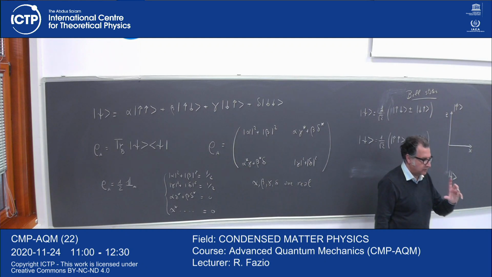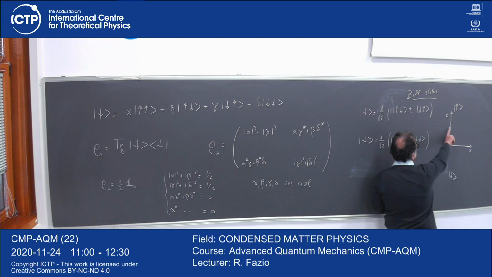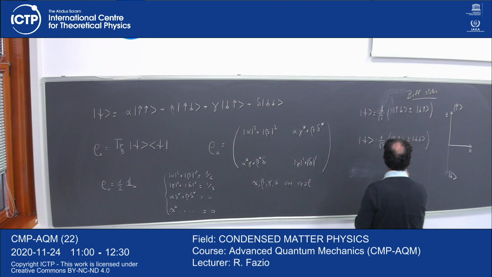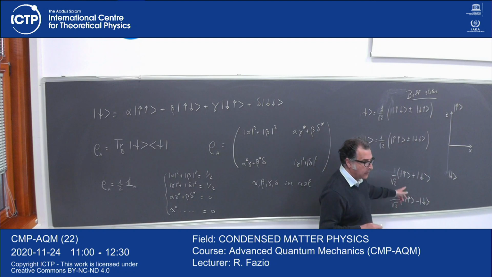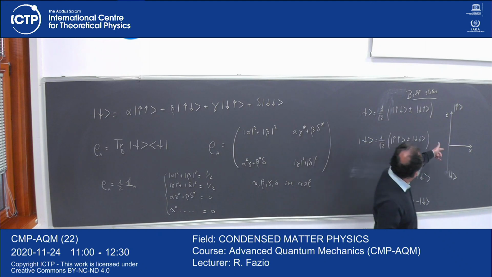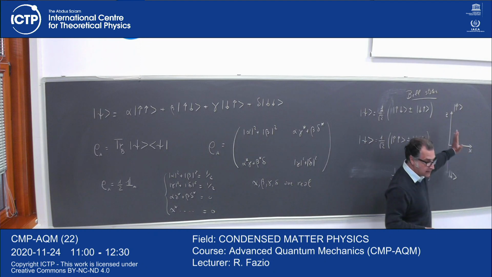So you can do a rotation going from the Z to the X, and you can take these other bases: up plus down, and up minus down. Okay? These two states are still orthogonal. They are just obtained by doing a rotation along the y-axis.